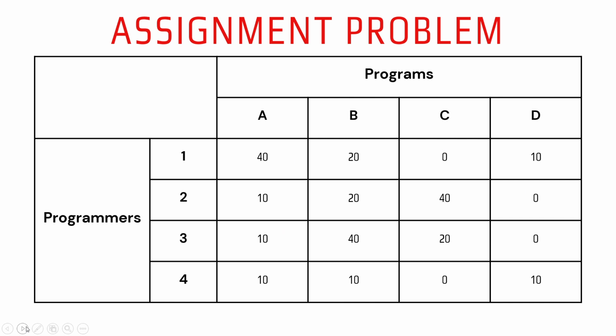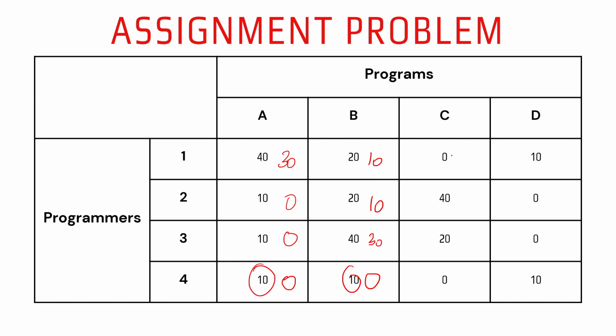The next step is to subtract the smallest number in each column from every number in that column. So in the first column, the smallest number is 10. So we will be subtracting 10 from each number. So 10 minus 10 will be 0, 0, 0, and 40 minus 10 is 30. For the next column, the smallest number is also 10. So this will be 0, 20 minus 10 is 10, 10, and 40 minus 10 is 30.